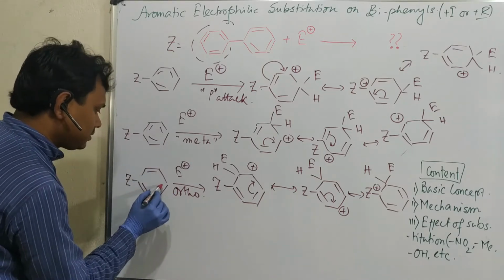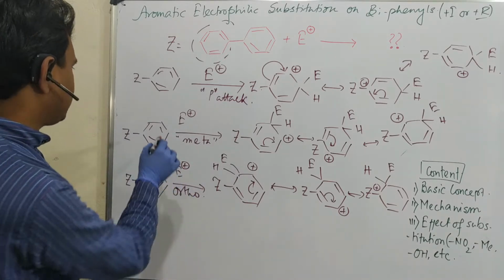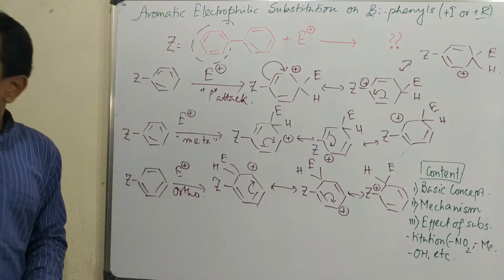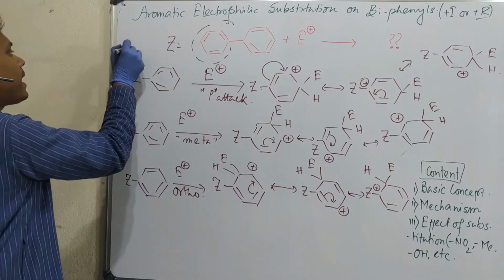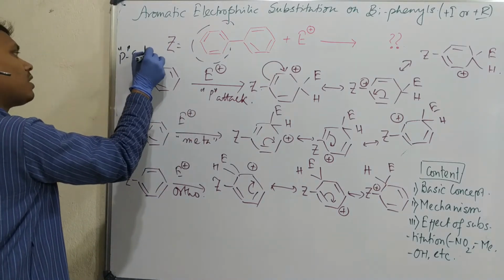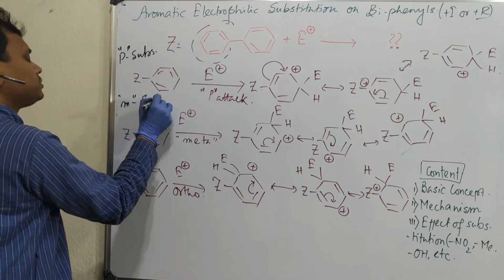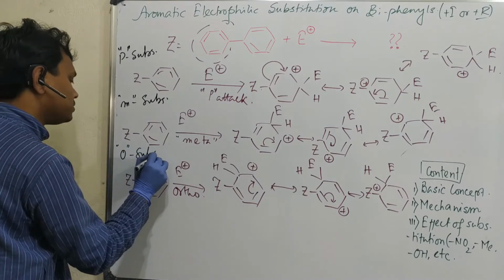Okay, so now it is, I guess, clear. Did I make this same mistake? No, this is fine and this is fine, no problem. So what we have learned: this is para substitution, this is meta substitution, this is ortho substitution.